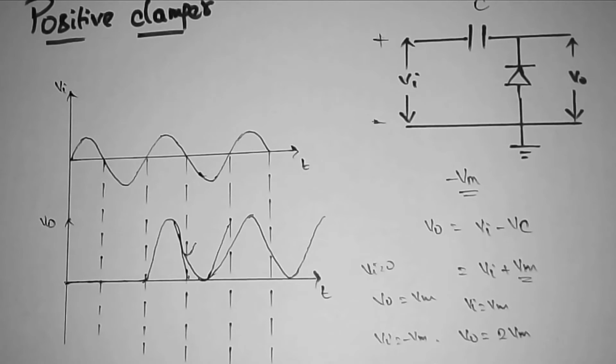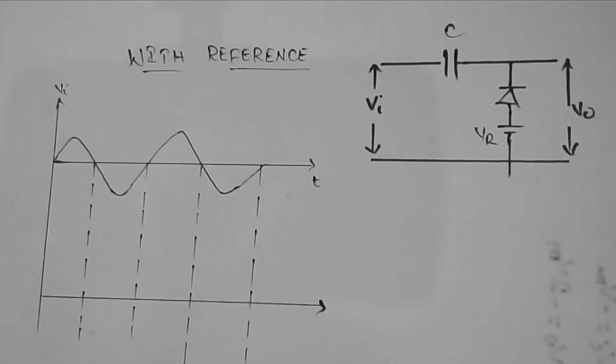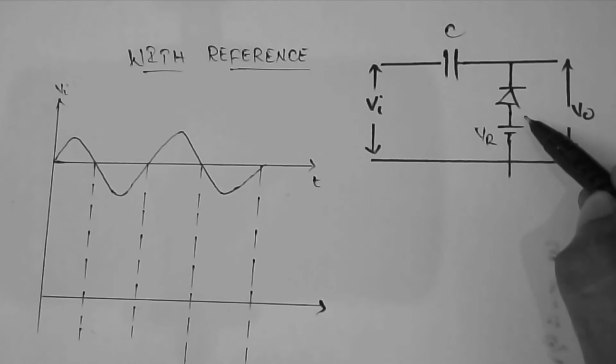Here in both the positive clamper and negative clamper, the input waveform is being shifted completely either to positive or to negative. If we want to shift partially to positive or partially to negative, then we should use a reference voltage. Here I have a circuit with an external biased reference voltage across the diode.